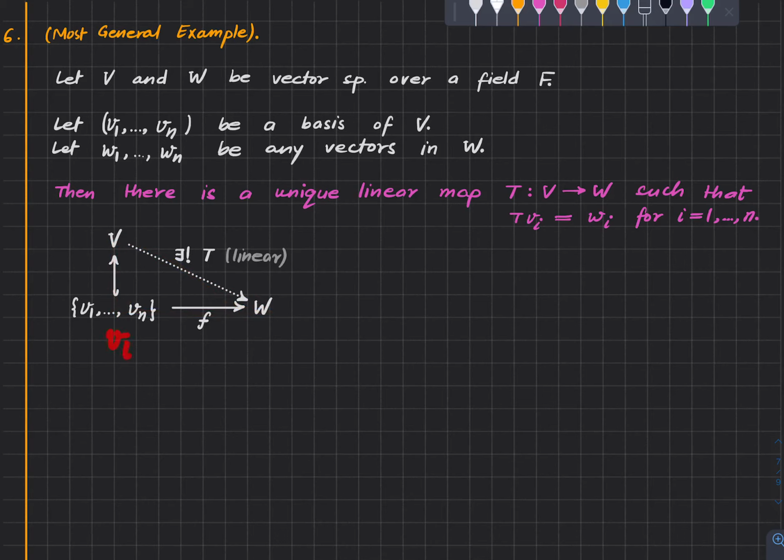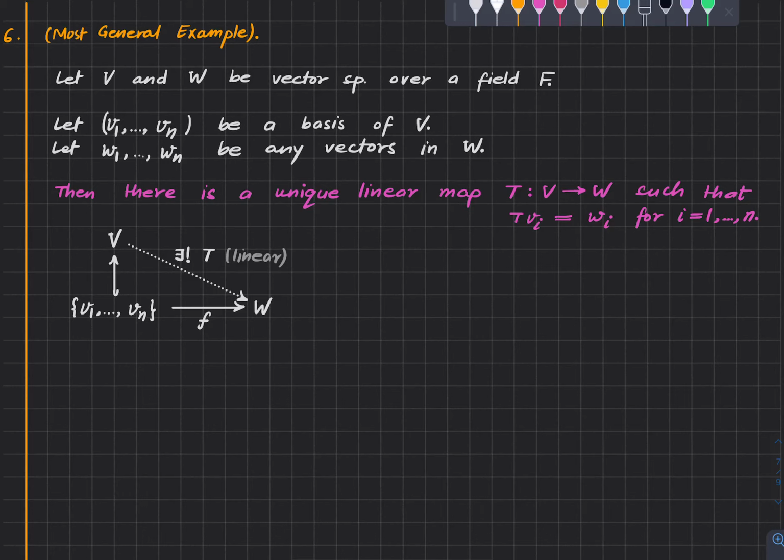So vi maps to wi, and what we are saying is that there is a unique linear map T which also maps vi to wi under this composition. So why is that? Why is such a thing true? This is not a mystery, but we shall give it some time.